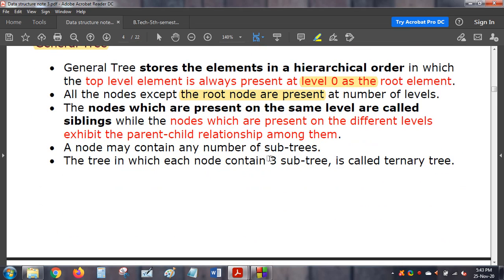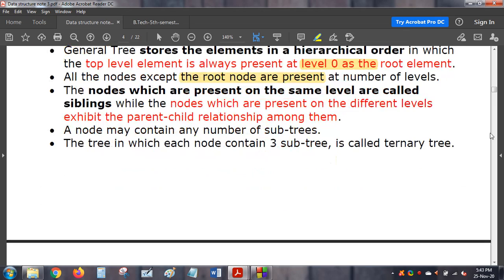Now there is a special type of tree called the ternary tree. A tree in which each node contains 3 subtrees is called ternary. So this is a special type of tree.